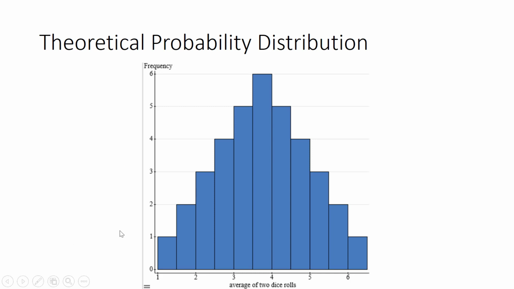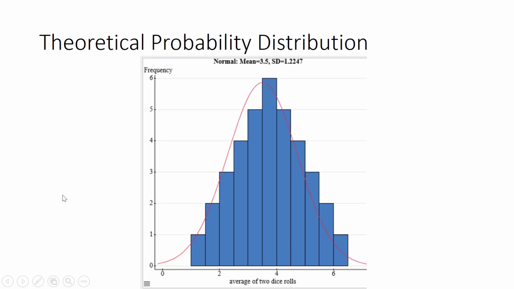So here we go. So this is actually a frequency. This is not relative frequency. So we're literally graphing the fact that there's one way to roll a 1, there's 2 ways to roll a 1.5, and so on and so forth. So what does this curve look like to you? If you said it looks like a normal distribution, you are absolutely right.